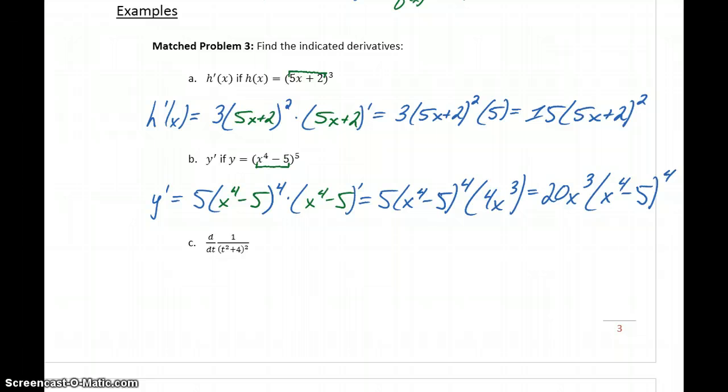In part C, we still want to keep in mind identifying the inner function, but before we do that, we want to rewrite this problem in a way that matches up better with one of our general derivative properties. So in this case, we can write 1 over t squared plus 4 as t squared plus 4 to the negative second power. So now we have our inner function t squared plus 4, and we have a general power rule derivative here.